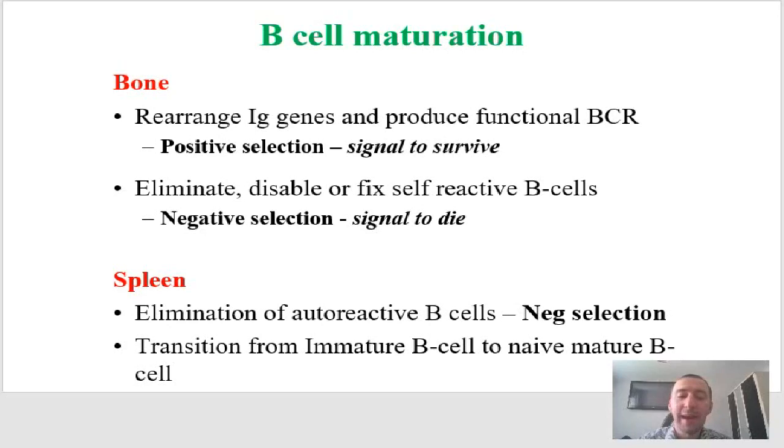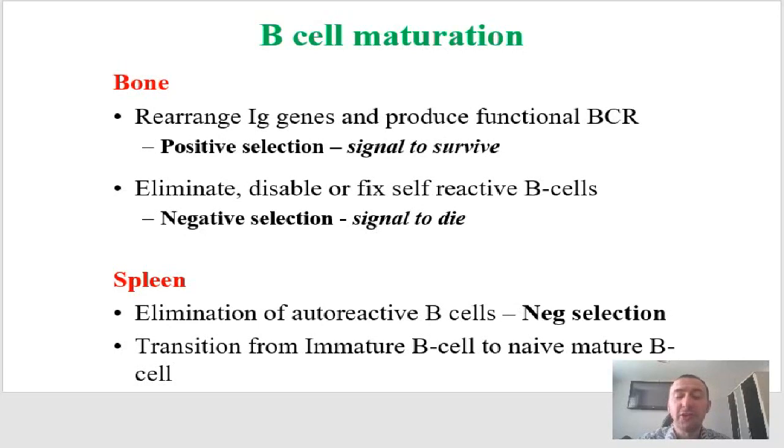Another stage is when the B cell receptor is tested to ensure that it doesn't react against self-antigen. Okay? So this stage is called negative selection. Essentially what that involves is the B cell receptor is expressed on the surface of the cell, and it's tested to see if it reacts against self-antigen.